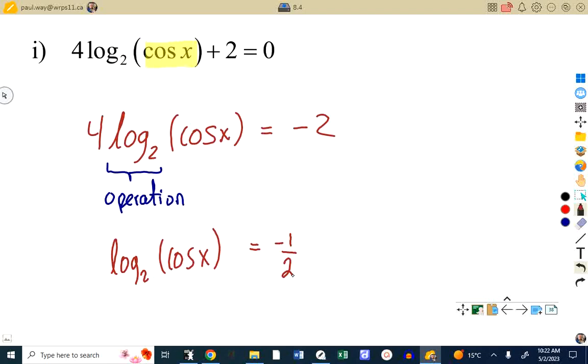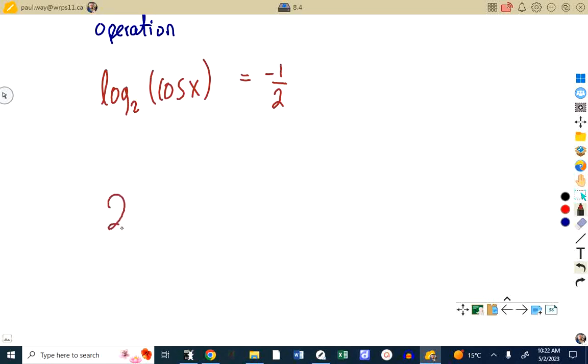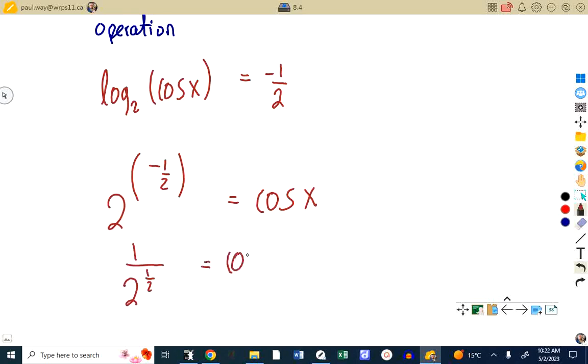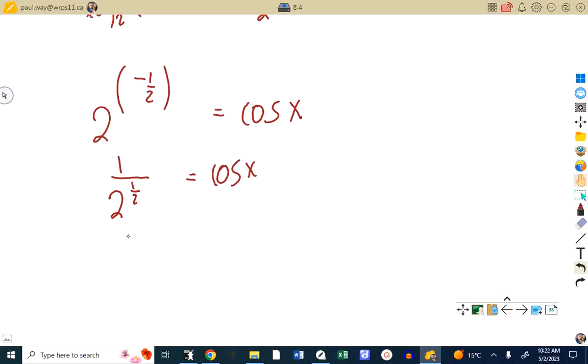So if we write this in exponential form, we get 2 raised to the negative 1/2 is equal to cosine of x. Well, 2 raised to the negative 1/2 is 1 over 2 raised to the half. 2 raised to the half is root 2. So we have 1 over root 2 equals cos of x.